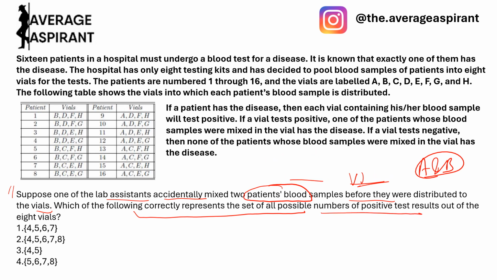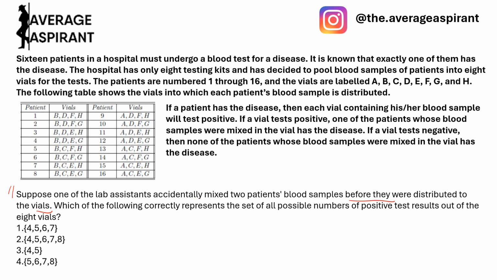So we have to tell which of the following correctly represents the set of all possible numbers of positive test results. So how many positive test results of the 8 vials can we get? We have to tell the set. What is the possibility? So we'll see all the possibilities.